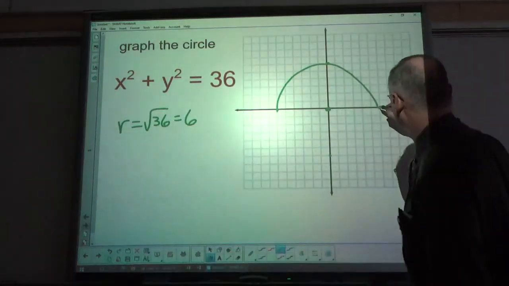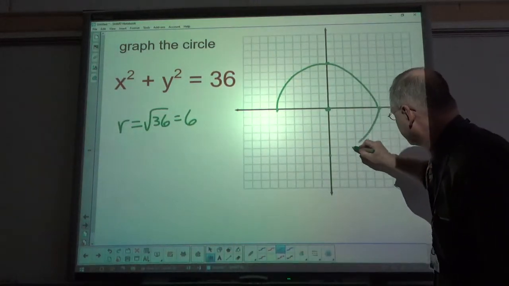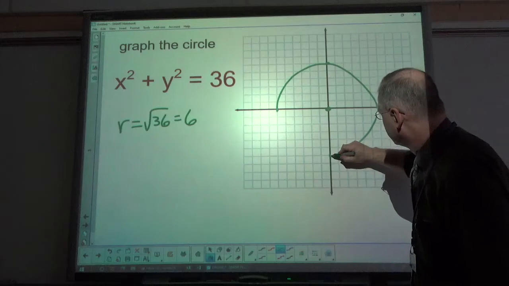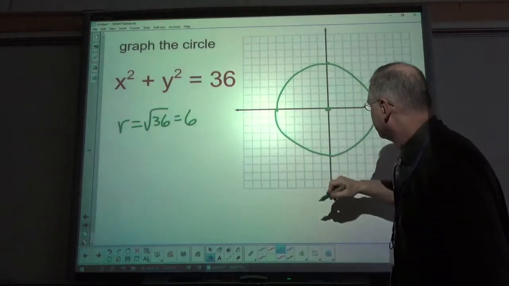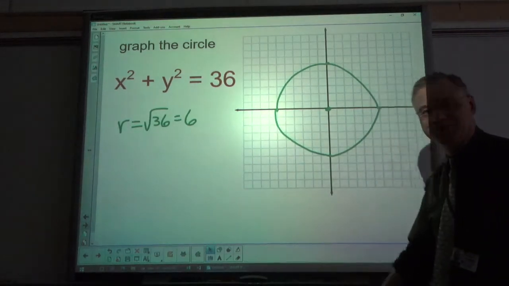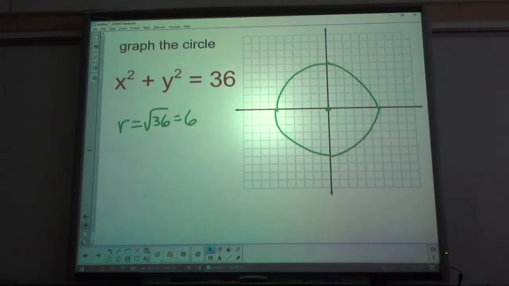Yeah, see, that one came out more flat-sided. Close enough. That's a circle. And you see how it's not easy to draw a circle.